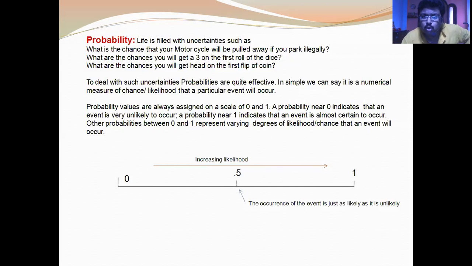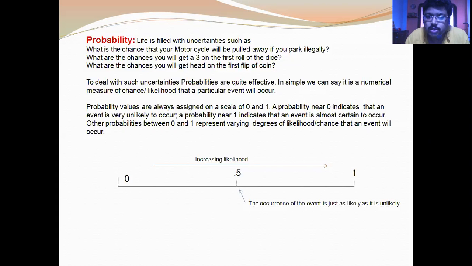And here is the role of probability. Probability actually deals with uncertainties, and probabilities are quite effective to deal with uncertainties. In simple terms, we can say that it is a numerical measure of chance or likelihood that a particular event will occur. That is, it is a numerical measure of chance, a numerical measure of likelihood that a particular event will occur.